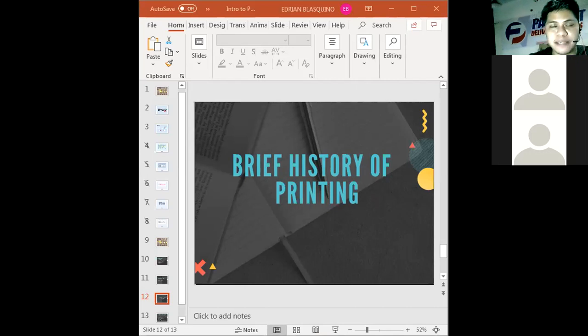Okay, so simply stating, when we say print media, it is the printed version of telling the news. Okay, kung before the news are just spread through the word of mouth, with the existence naman ngayon of the print media, it gives rise to the use of the newspapers and magazines, tabloids, and other printed materials that we are reading.